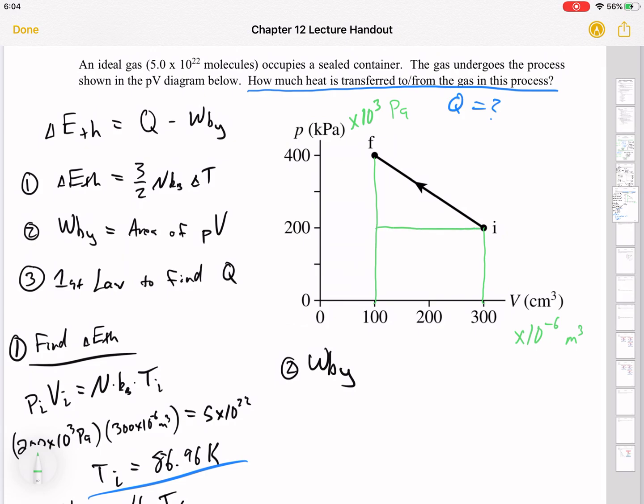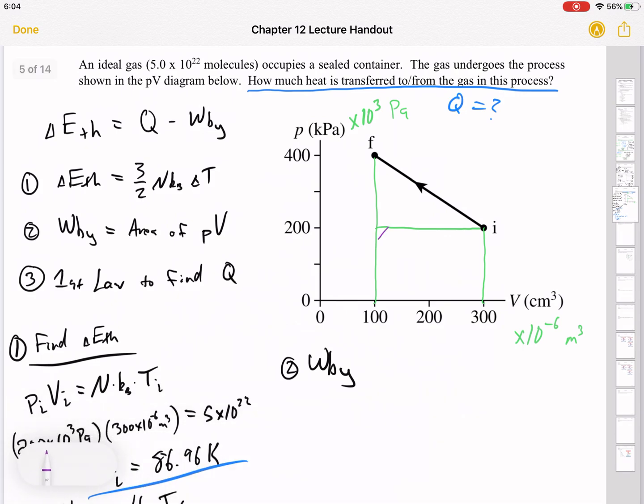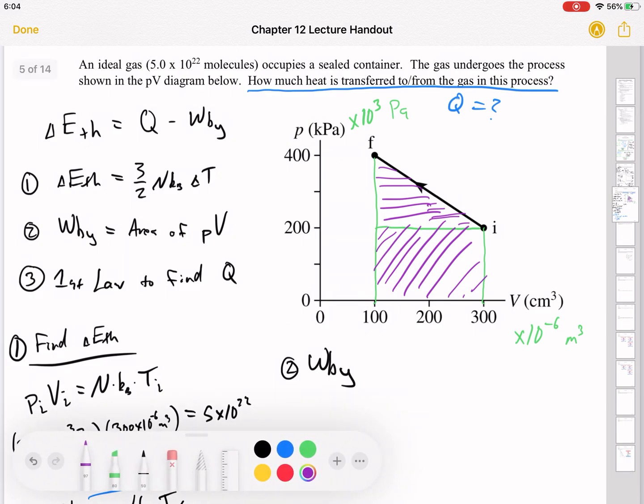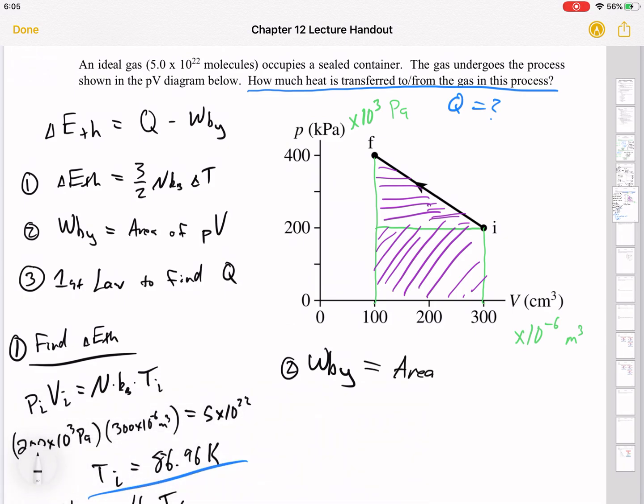It's easy enough to remember how to find the area of a triangle and a rectangle, right? So there's my rectangle, and there's the triangle. Those I can remember off the top of my head as well, fairly readily. So we'll just say equals area. So what is the area? Well, it's the area of the triangle plus the area of the rectangle.